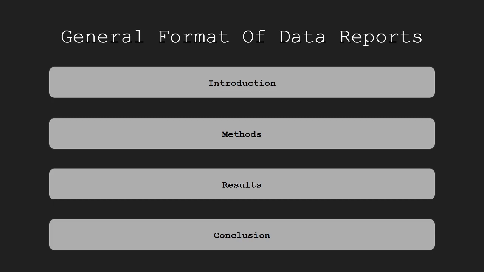So the general format of a data report, or just a report in general, is obviously you're going to have your introduction, you're going to have your methods, results, and then conclusions. You can also have discussions, recommendations. It's kind of loosely inspired by scientific study. These are generally the sections you would have in it.